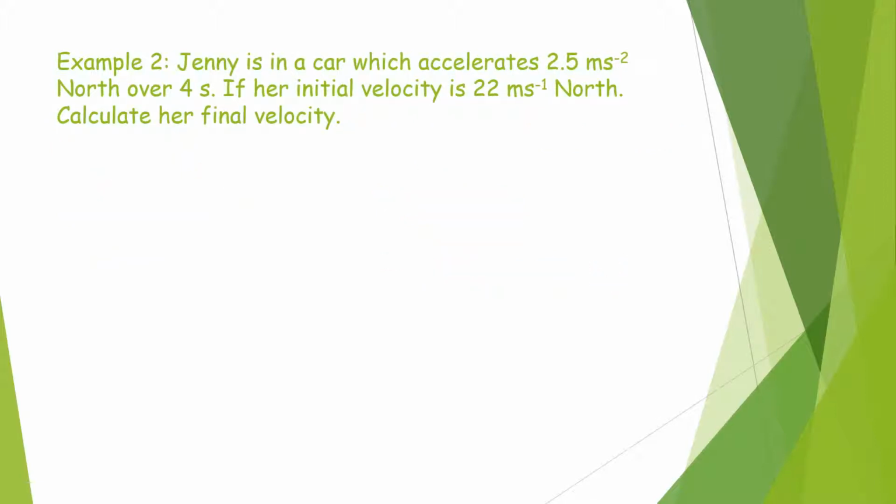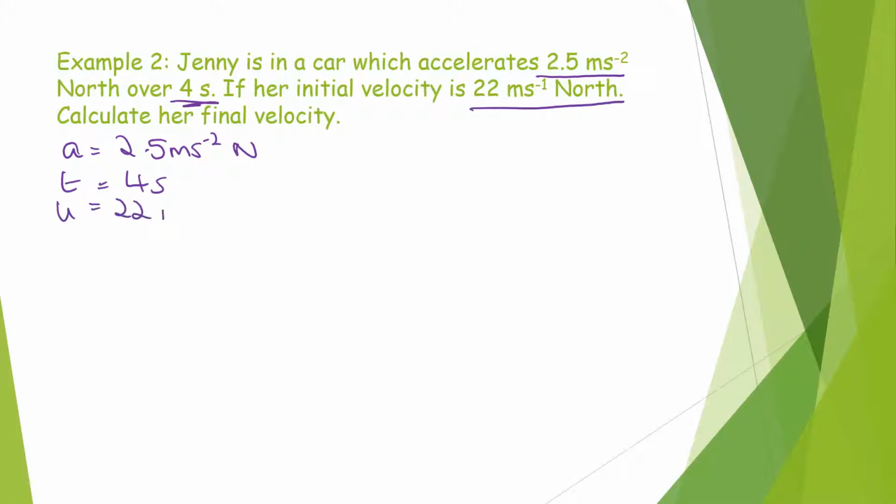Let's try another example. Jenny is in a car which accelerates 2.5 meters per second north. So our acceleration is 2.5 meters per second north, and it takes 4 seconds. Our initial velocity is 22 meters per second. Now we need to find her final velocity, which is v.